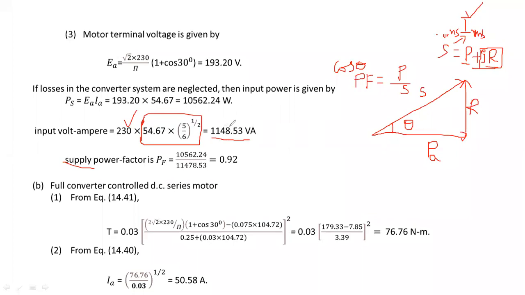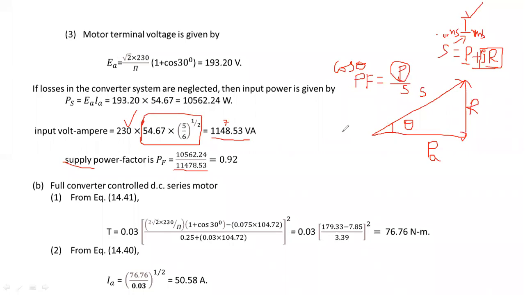Sorry, here the 7 is missing. 11,478.53 volt amperes. Here it is clearly written. So this is our apparent power. So simply VRMS into IRMS. Then what about real power, which is P? We need to calculate this P also.